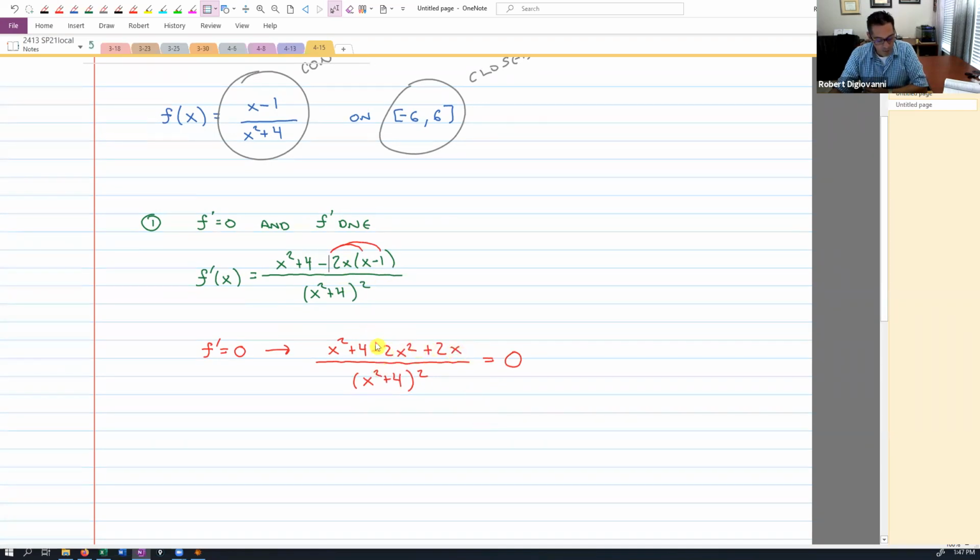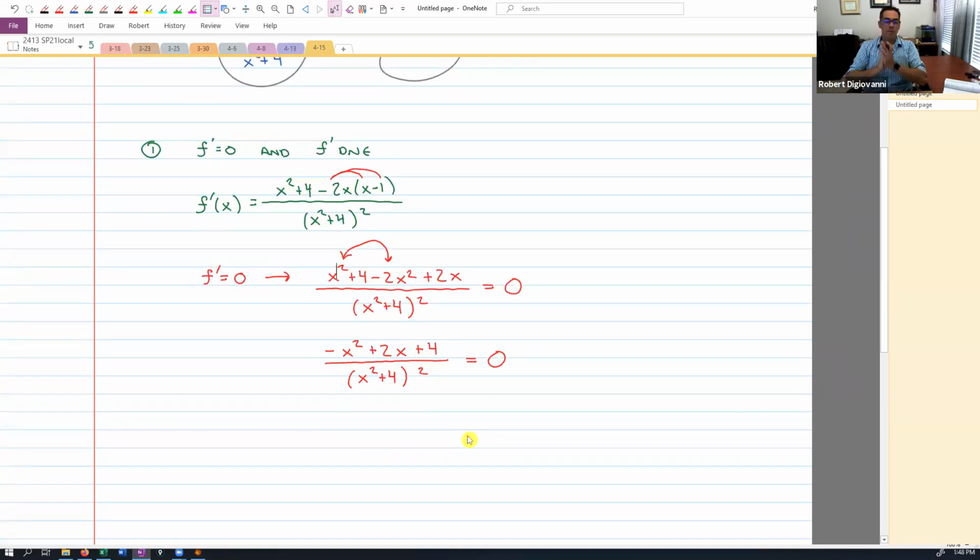I'm going to do some more simplification up here. Hopefully you agree that this is negative x squared plus 2x plus 4 over x squared plus 4 squared equals 0. So I just put those two together. X squared take away 2x squared is negative x squared. I had the 2x and then I had the 4. Any questions up to this point? Nope. Okay, very important now.